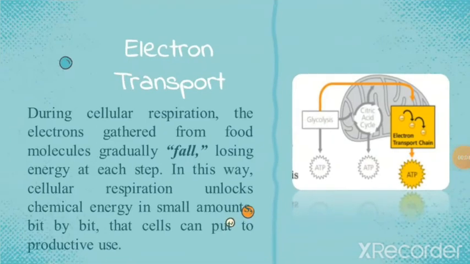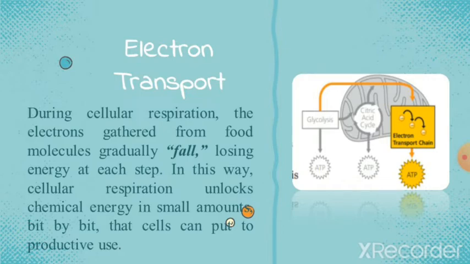So, the next stage that we are going to discuss is all about the electron transport. During cellular respiration, the electrons gathered from the food molecules gradually fall, losing energy at each step. In this way, cellular respiration unlocks chemical energy in small amounts, bit by bit, that cells can put to productive use. Electrons are transferred from glucose in food molecules to NAD+, and this electron transfer converts NAD+ to NADH.